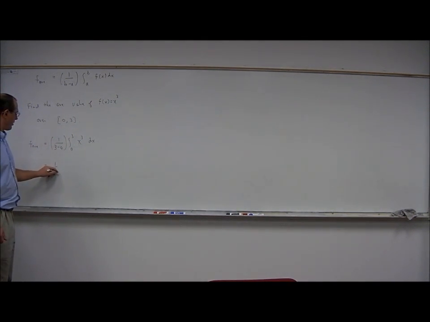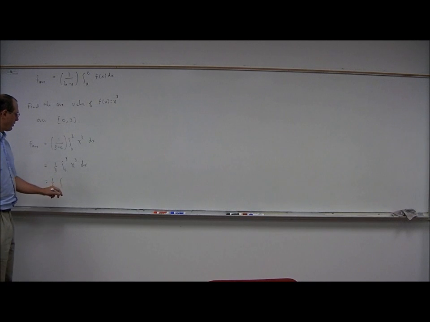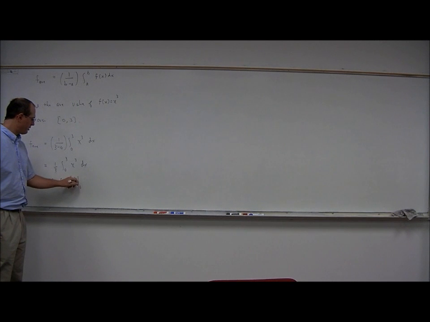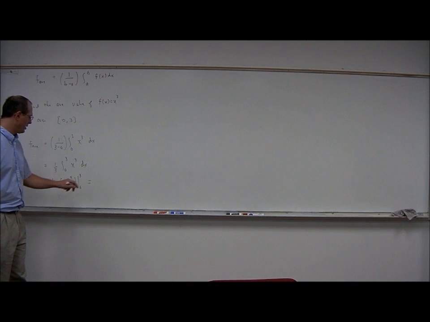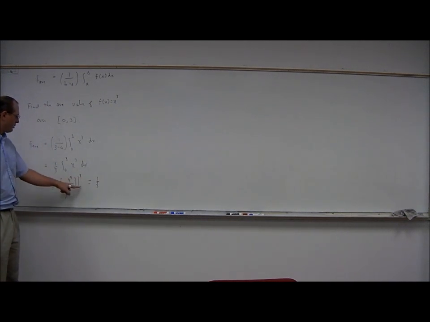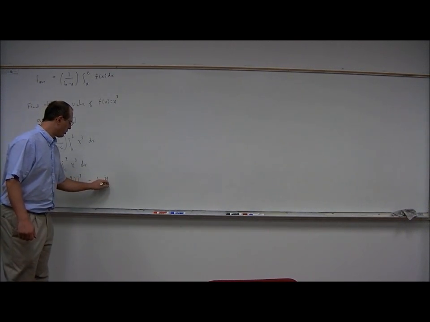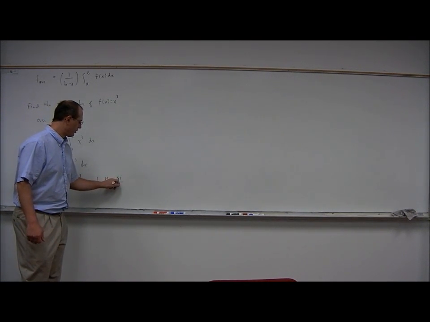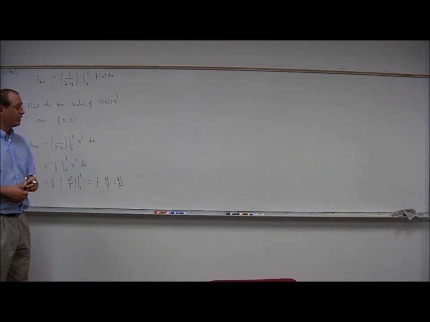So this is equal to 1/3 times the integral from 0 to 3 of x cubed dx, which is 1/3 times, here we have x to the 4th over 4, from 0 to 3. And this works out to be 1/3 times 3 to the 4th is 81. So 81 quarters. We plug in 0, we get 0. So 81 over 12 is the average value of the function.